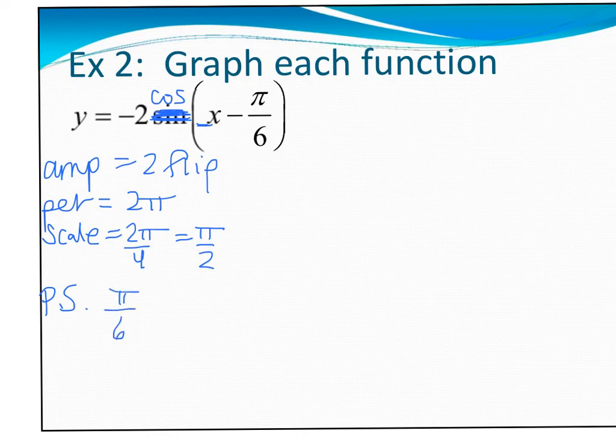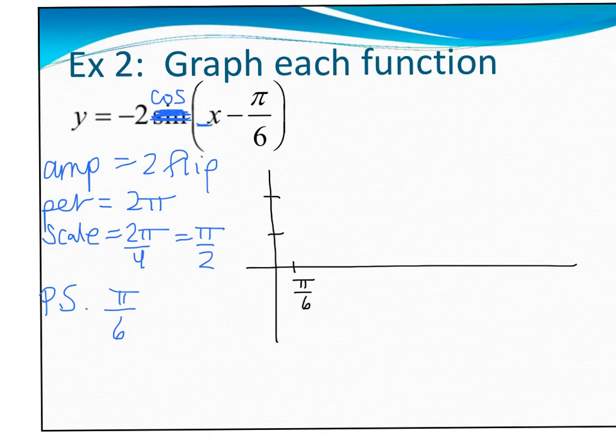So when I go ahead and start drawing my graph, we don't have as much on the left side now because it's a positive phase shift to the right. My first point is at pi 6. And my vertical axis is labeled to positive 2 and negative 2.